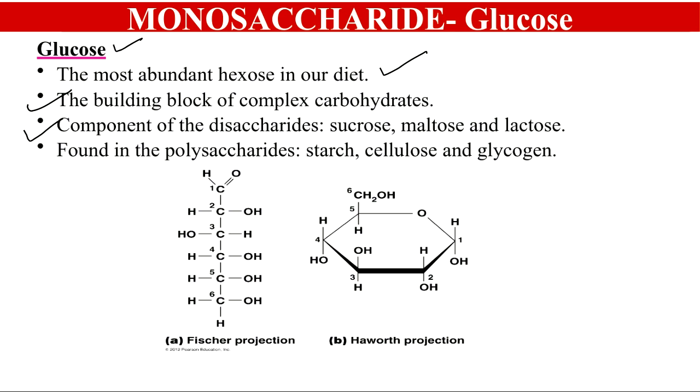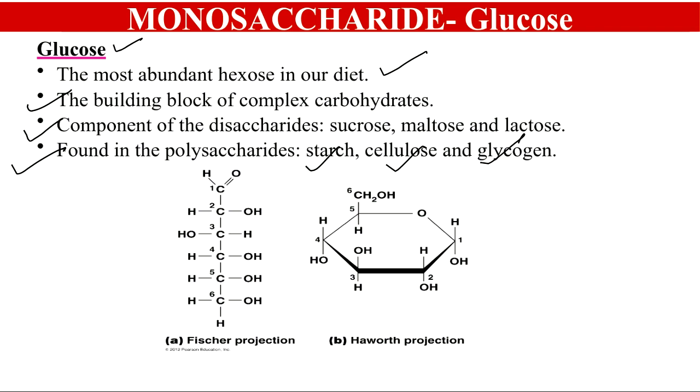And then they are also found in the polysaccharides, because polysaccharides are long chains of monosaccharide molecules. So glucose is one such important monosaccharide that contributes to the building of the long chains of the polysaccharides, and most importantly, starch, cellulose, and glycogen.